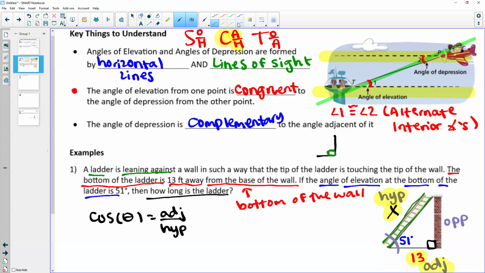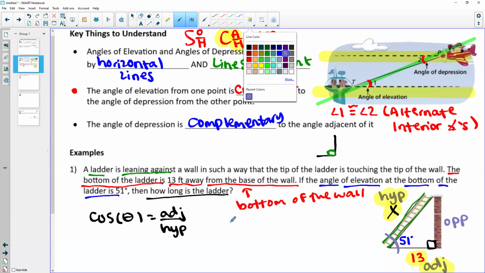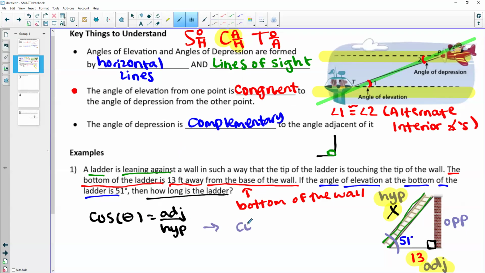So if we're going to plug this in, we have cosine of theta, which is the angle of perspective, well, cosine of 51, is equal to adjacent over hypotenuse, which would be written as 13 over x. And there's our setup. The hardest part for these problems is drawing the picture and labeling it and setting up your equation correctly. That truly is going to be the hardest part for these problems.